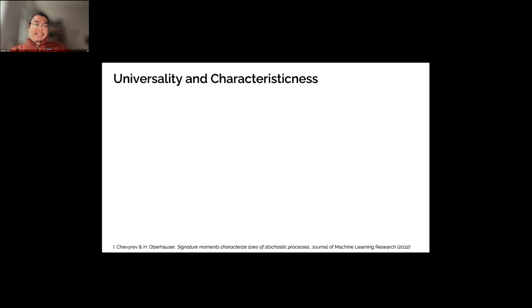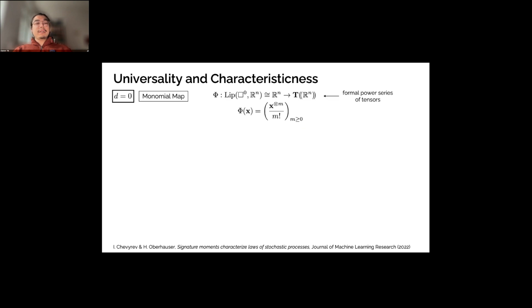And so the last property I want to discuss is universality and characteristicness. These were the two properties that I mentioned at the very beginning. And I want to do this by highlighting this connection to monomials. So recall that in the case of d equals 0, where this Lipschitz mapping space is just Rn, I can define the monomial map, which is just taking tensor powers of any given vector. In practice, this turns out to just be the collection of all possible monomials.